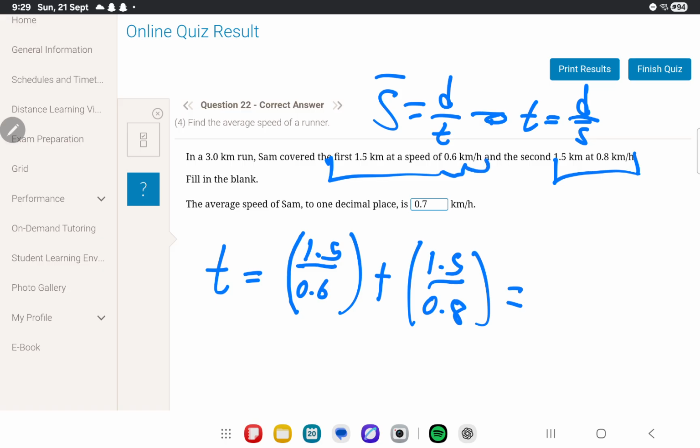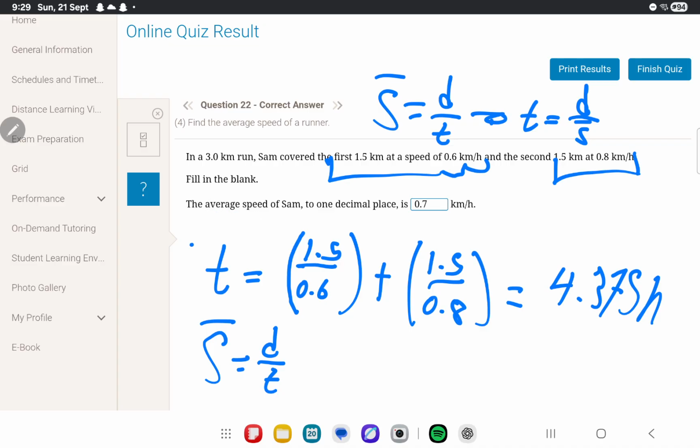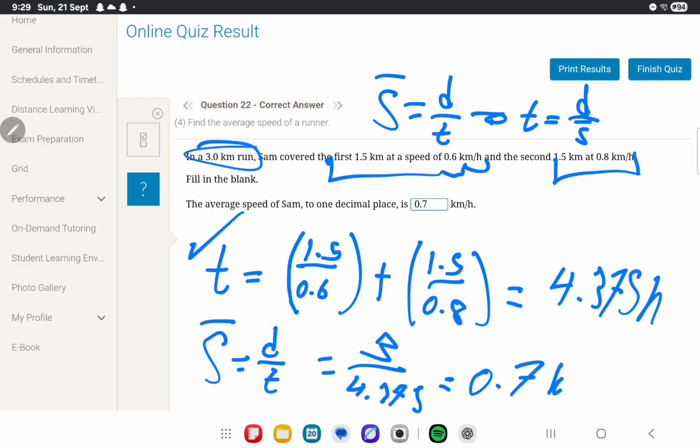Now, 1.5 over 0.6 plus 1.5 over 0.8 gives me 4.375 hours. It's a very long time to run 3 kilometers. This guy's very slow. Now, the formula is average speed is distance over time, right? They want the average speed. We have the total time it took, and we have the distance, which is 3 kilometers. So it's going to be 3 over 4.375, which gives me 0.685, which we round to 0.7 kilometers an hour.